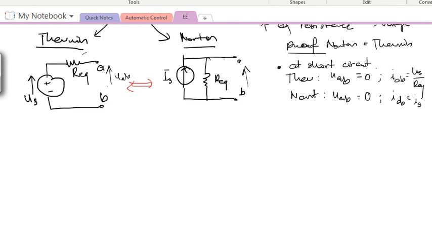So here we can see that in both cases, Thevenin and Norton, at short circuit, UAB equals 0 and IAB equals, in one case, US over R equivalent, and in the other case, IS. And if we look at Ohm's law, we know that IS is basically equal to US over R equivalent. So that means both circuits, Thevenin and Norton, are exactly the same in the condition of short circuit.